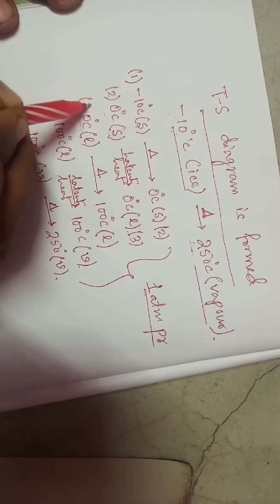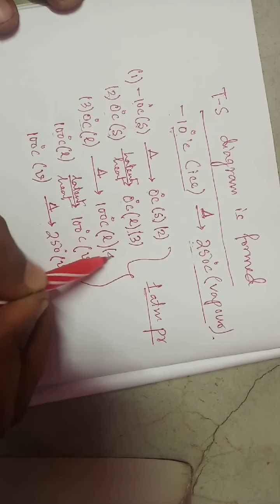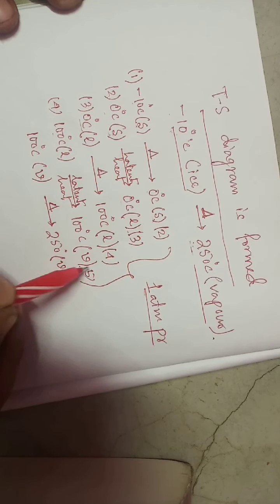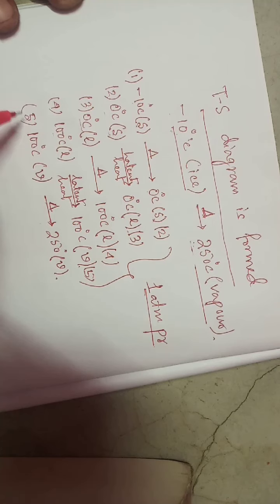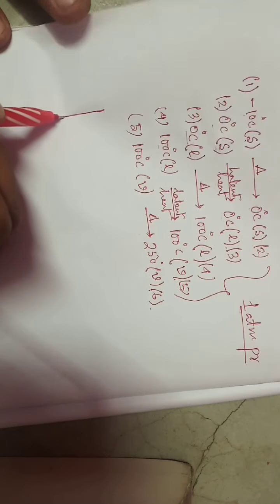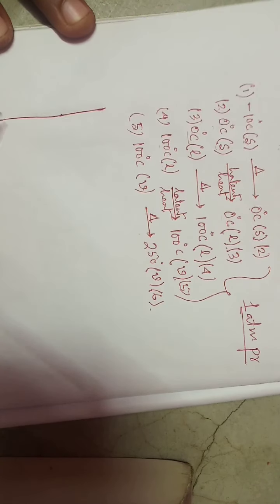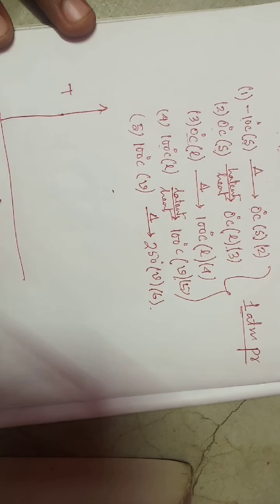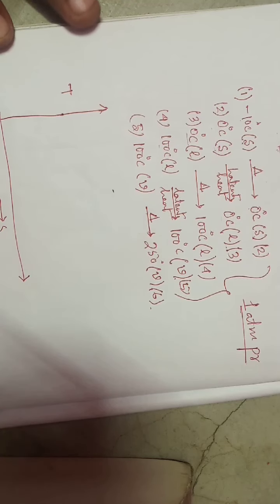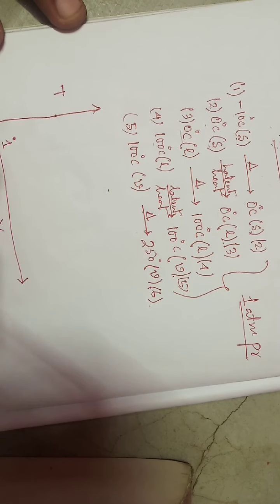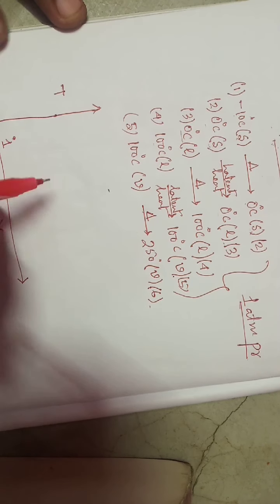This is 3 to 4, 4 to 5, and this is 5 to ultimately 6. So if we plot a diagram of temperature versus entropy, we can say this is the starting point number 1, which is minus 10 degree centigrade of solid.